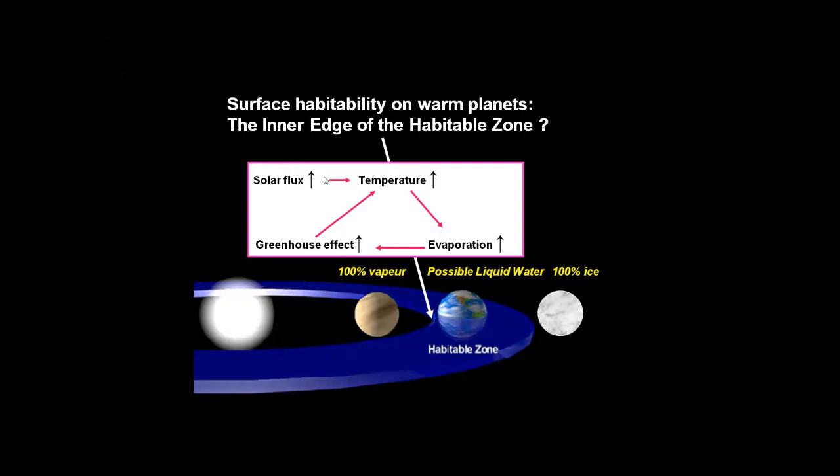If you increase the solar flux, temperature increases, you increase the evaporation of the ocean, you have more water vapor in the atmosphere, you increase the greenhouse effect, and this is a strong positive feedback. As a result, if you move the Earth by a few percent, for instance, or any planet with a liquid ocean on the surface, you find that the oceans will vaporize if you move it by only a few percent.